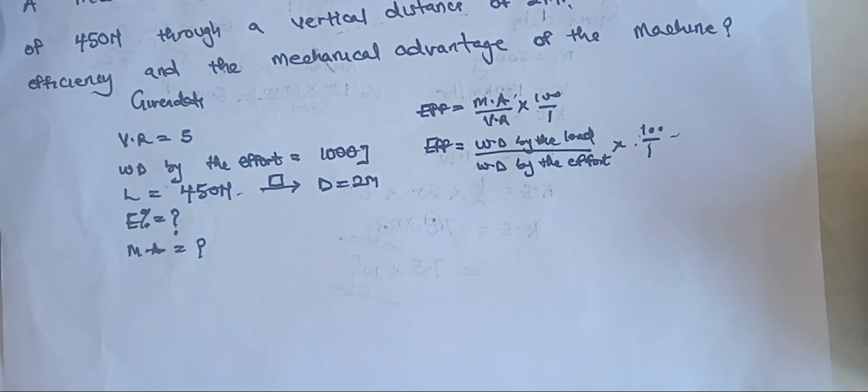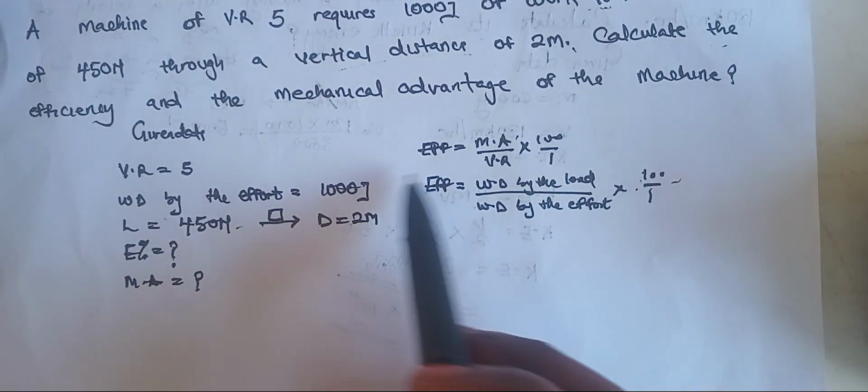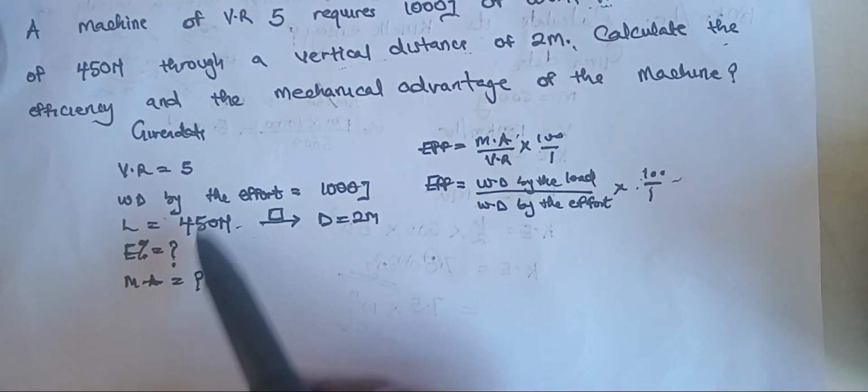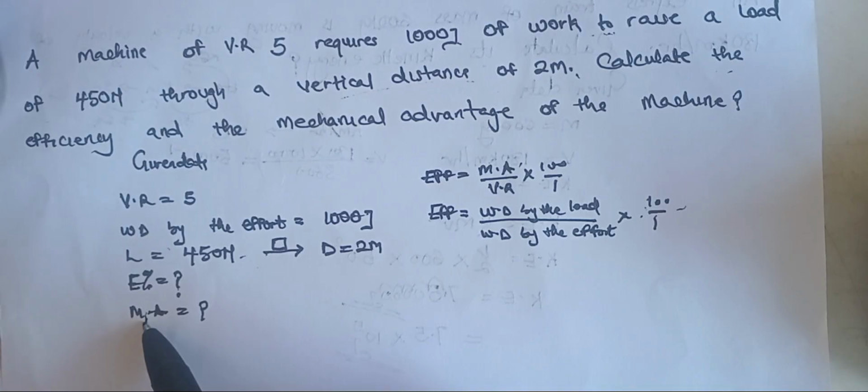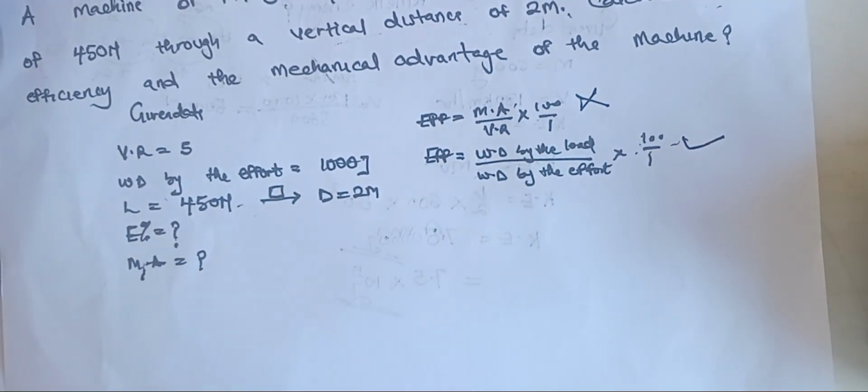So we check whether it correlates with the parameters that we are given. If you look at it, from the parameters we don't have the mechanical advantage, because the mechanical advantage is unknown here. That means we cannot use this one. So we go with this.